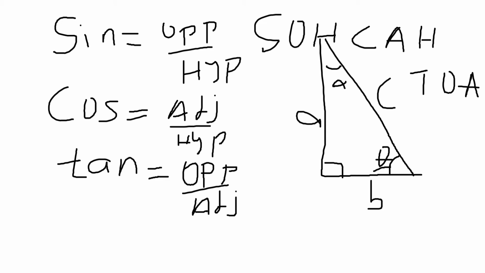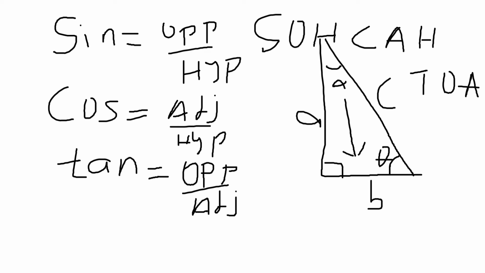And now, assuming you are dealing with angle alpha and not theta this time around, when we were dealing with theta, our opposite was A. Now if you're dealing with alpha, our opposite will be side B. So our sine alpha will now be B divided by the hypotenuse, which is C.